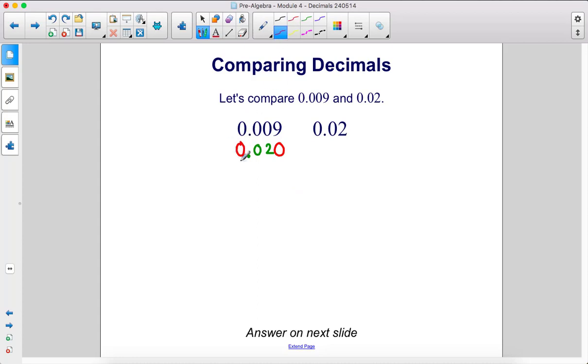All right, 0 and 0, move on. 0 and 0, move on. Look, 2 and 0. That means this number is larger than that one. 0.009 is less than 0.02. And there is the answer.